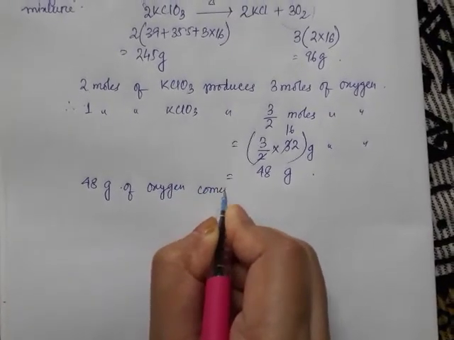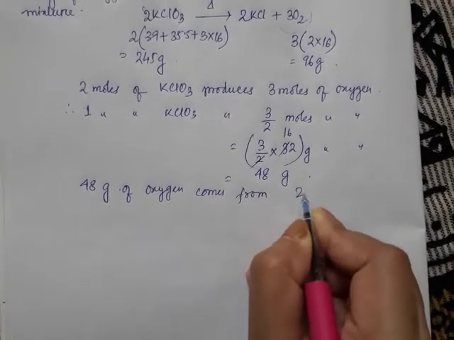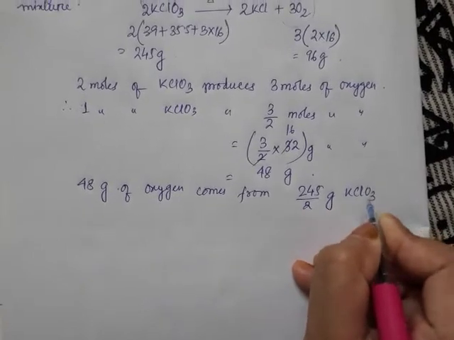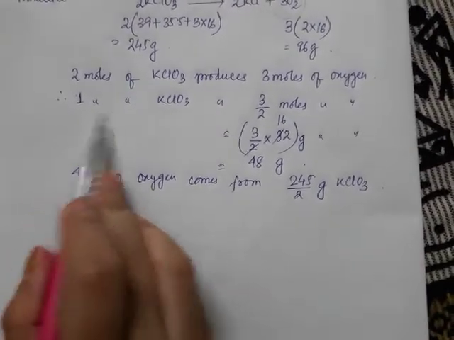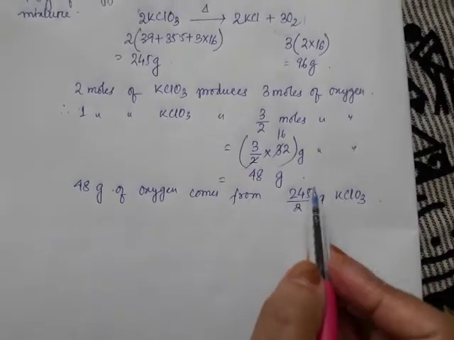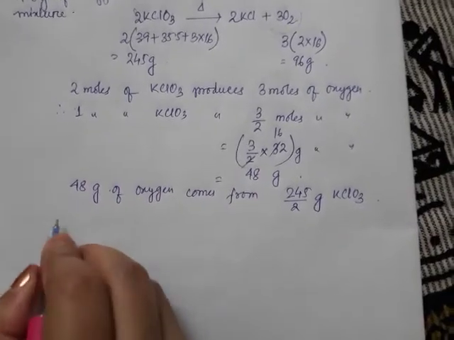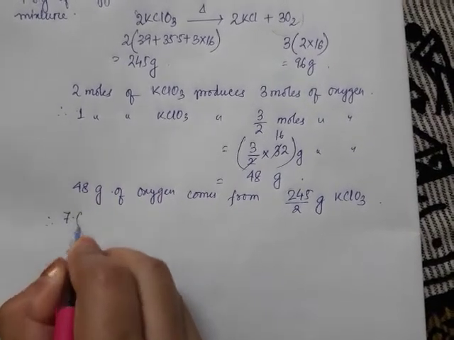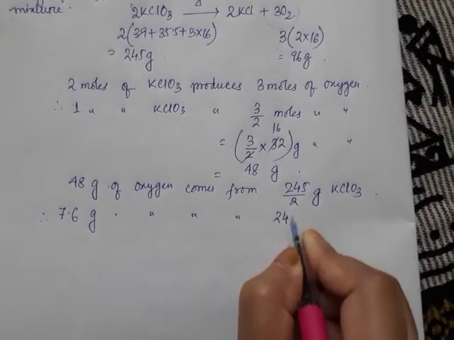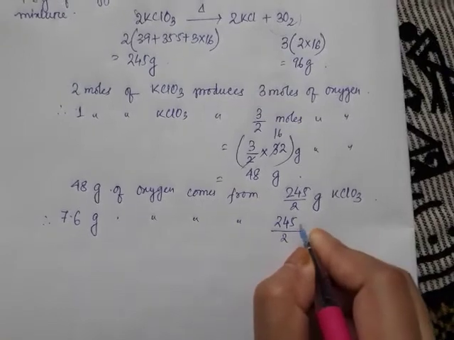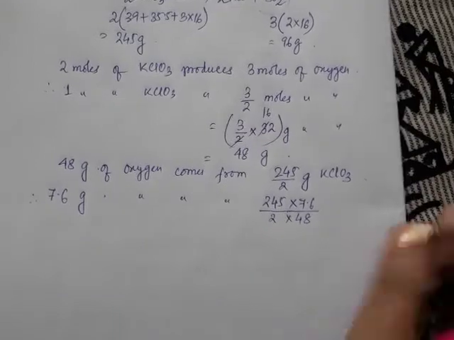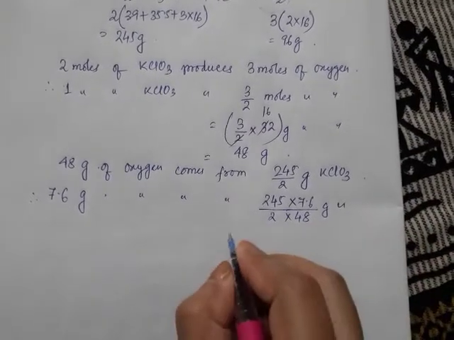comes from 245 divided by 2 grams of KClO3, because 1 mole is taken and this was the mass of 2 moles, that's why. So we have to determine: 7.6 grams of oxygen comes from how many grams? 7.6 into 245 by 2 upon 48 grams of KClO3.